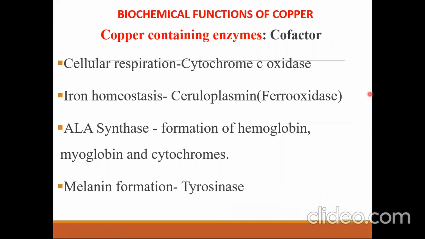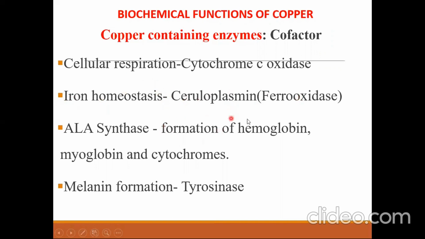Next, we will see the biochemical functions of copper. Copper acts as a cofactor for many enzymes. First is cytochrome C oxidase, which is involved in cellular respiration. Also, it is a cofactor for ceruloplasmin. You know that ceruloplasmin has a ferroxidase activity. It is called ferroxidase 1. It oxidizes the ferrous ion to the ferric ion, and incorporates the ferric ion into the transferrin. Thus it is involved in iron homeostasis.